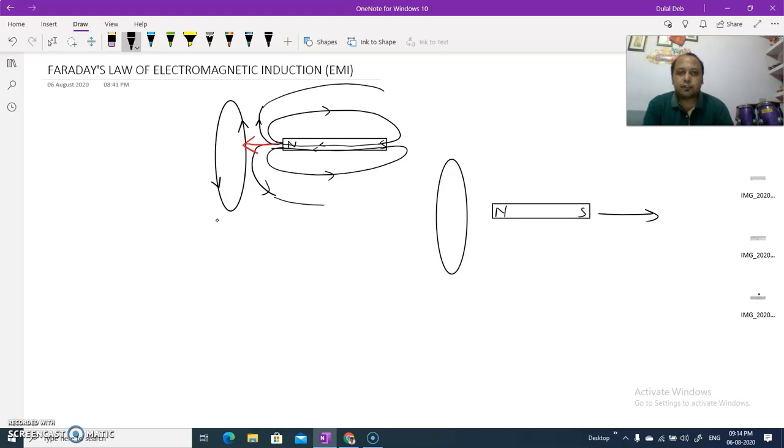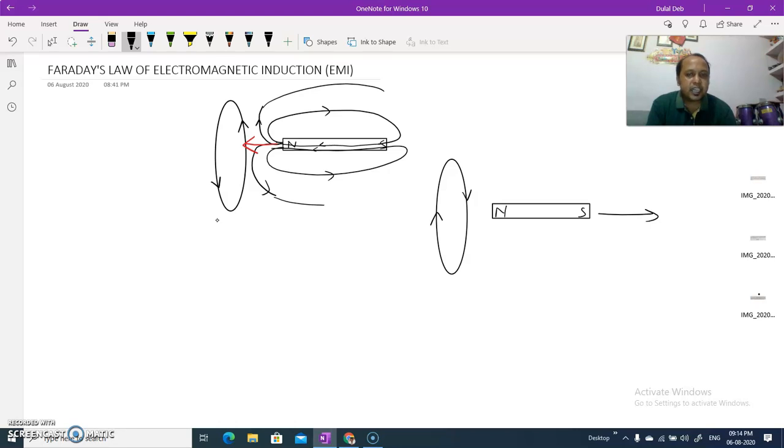Now, because the flux linked with the coil is decreasing, again there is a change in flux. It doesn't matter whether the flux is increasing or decreasing. We need to have a change in the flux. Whenever there is a change in flux, if the flux is decreasing here, then also a current will be induced here, and we again have this electromagnetic induction.